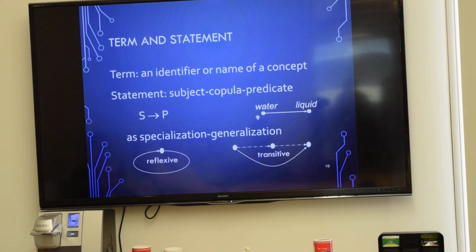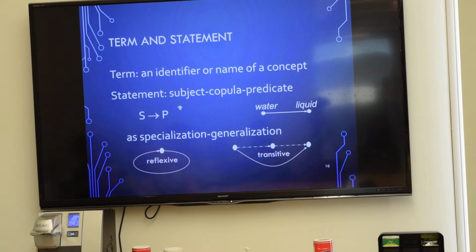To make things simple, I just use English words, but actually a term is not necessarily a word. It's just an internal ID. And the basic statement is a subject term and a predicate term related by a copula. Like this is a subject, this is a predicate, and this is a copula. And the intuitive meaning of this copula, what I call inheritance, is that the subject is a special case of the predicate. Just like in this example, water is a type of liquid.